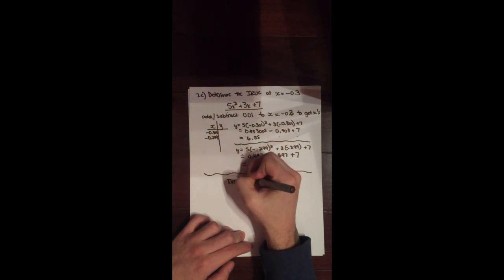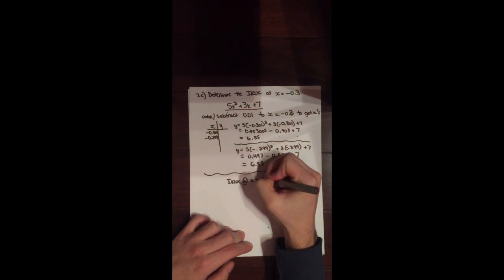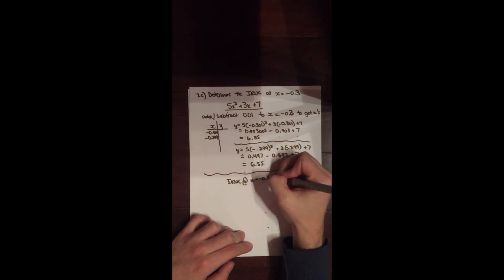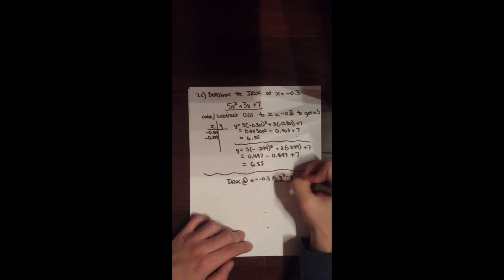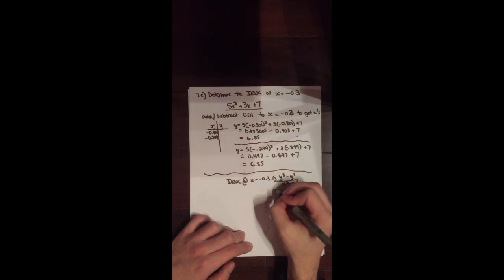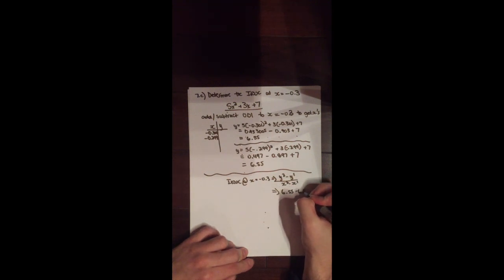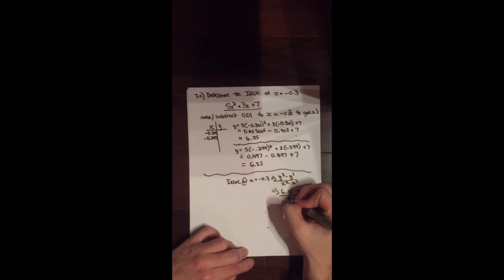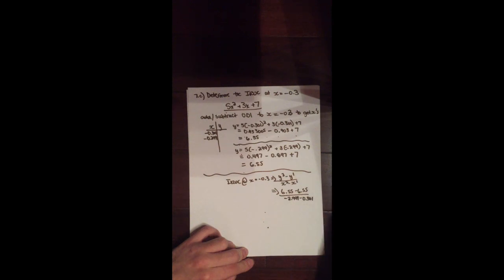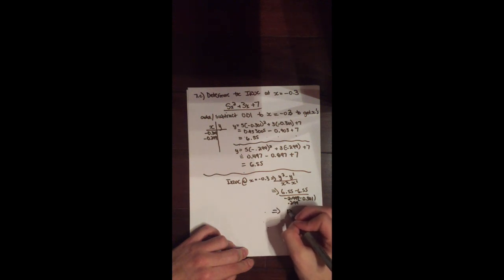On to the final step. To figure out the instantaneous rate of change, you have to use the slope formula of y2 minus y1 over x2 minus x1. The final step is putting in the four values that you have and solving. So the IROC of negative 0.3 is 0.